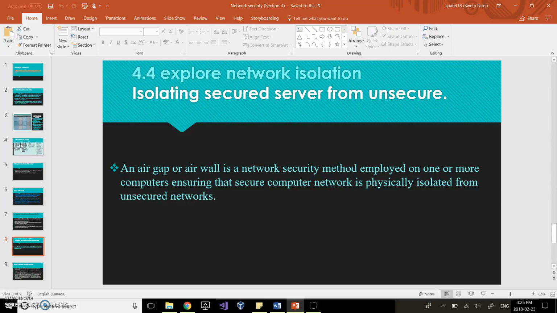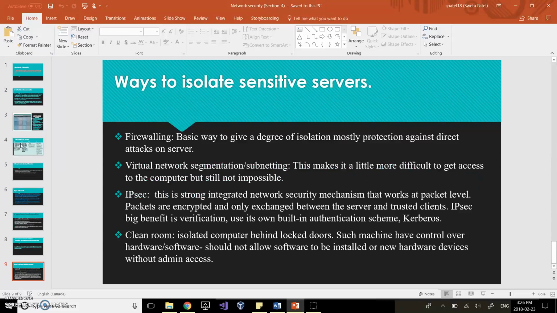I have discussed air gapping in one of the previous videos. Air gapping is a network security method employed on one or more computers, ensuring that a secure computer network is physically isolated from unsecured networks. How do we isolate sensitive servers? Firewalling is a basic way to give a degree of isolation, mostly protection against direct attacks on the server. Virtual network segmentation and subnetting make it a little more difficult to get access to computers, but still not impossible.